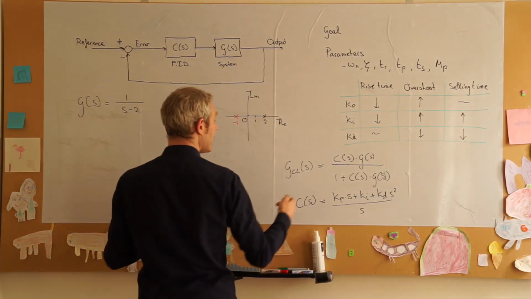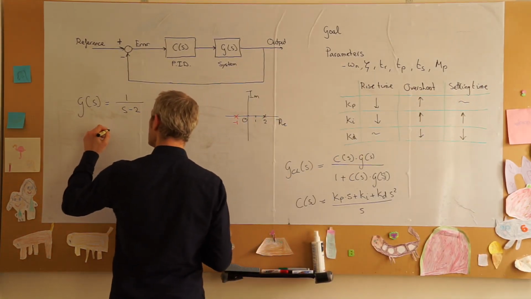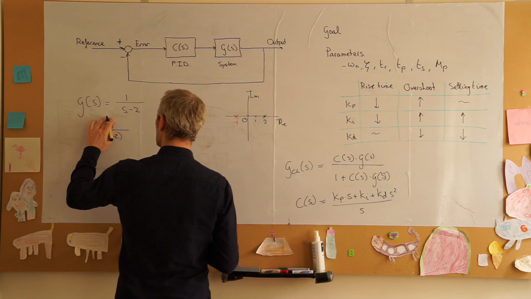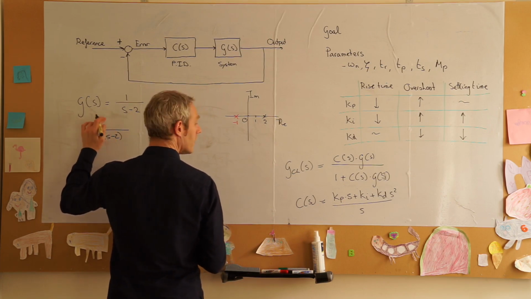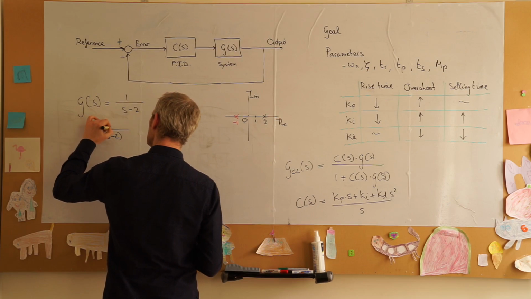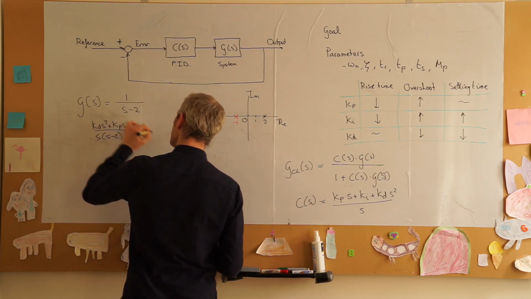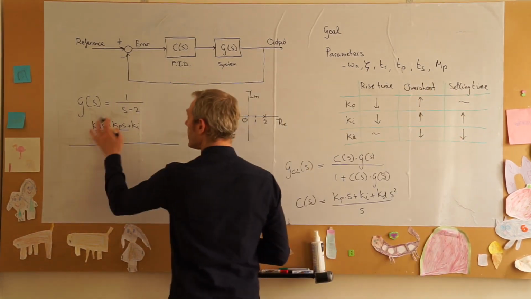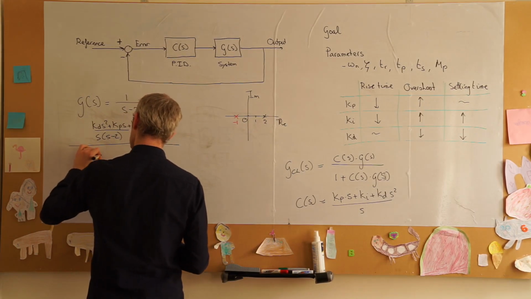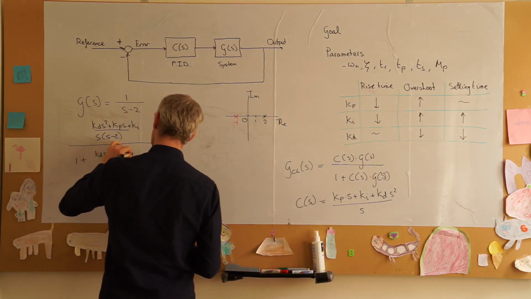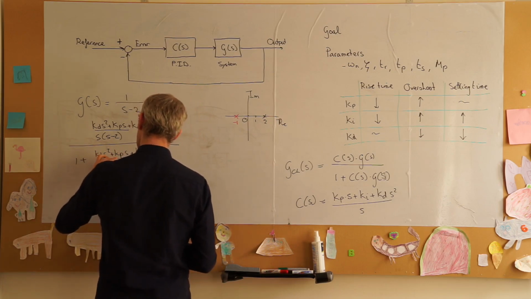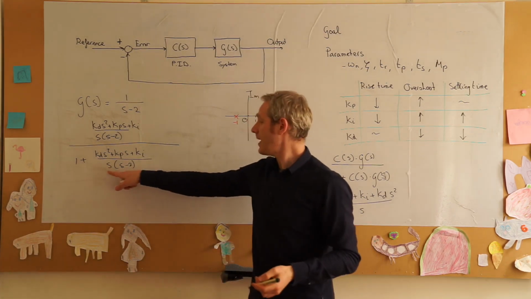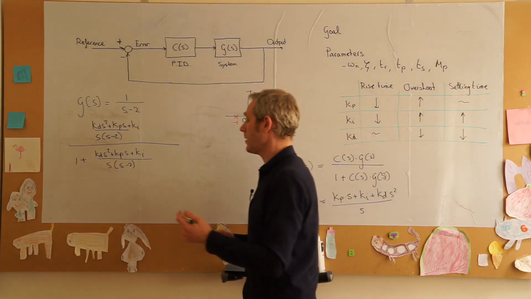So what do we get? Well, C(s) times G(s) is 1 over s times (s minus 2) times, and I'll just write it like this, Kd s squared plus Kp s plus Ki. That's the numerator. Now the denominator is 1 plus this, Kd s squared plus Kp s plus Ki times s over s minus 2. Now we will rewrite this 1 as s times (s minus 2) over s times (s minus 2).